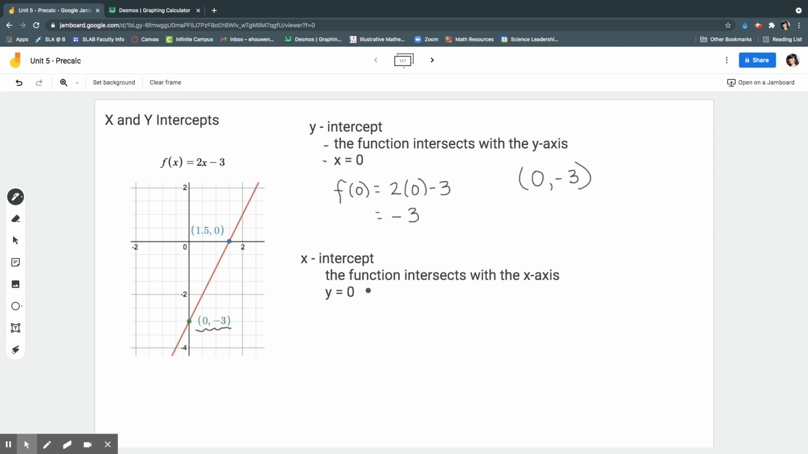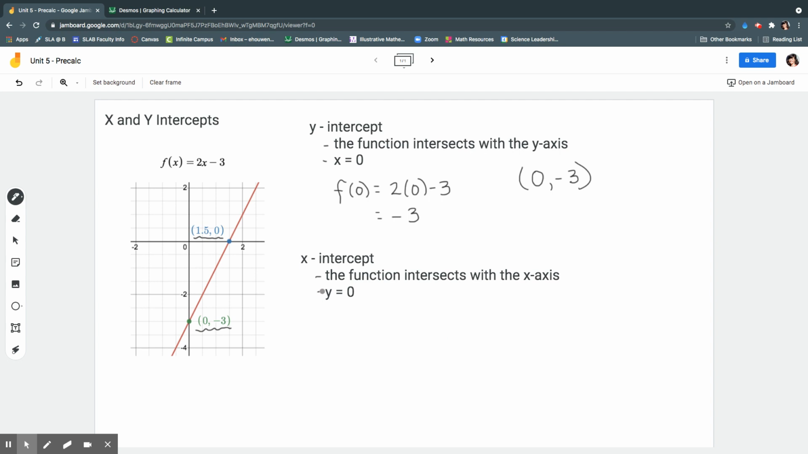To find the x-intercept, it's the same exact idea. However, now the y value is 0. So it's where the function intersects with the x-axis. So that's going to be right here. But notice here, instead of the input being 0, now the output is 0. And as we've seen from our study of all of this so far, whenever we are solving for the input instead, things do get slightly harder. And this is the one we'll spend a lot of time studying in this unit.